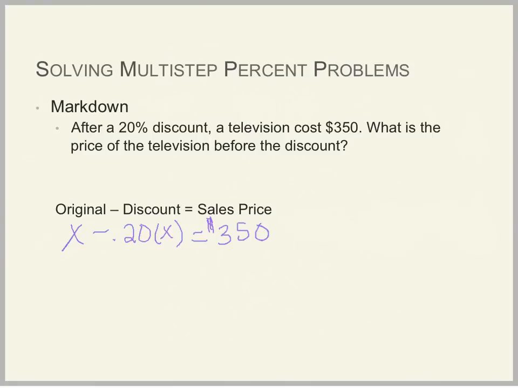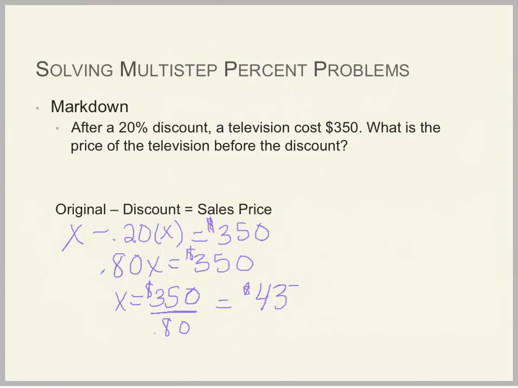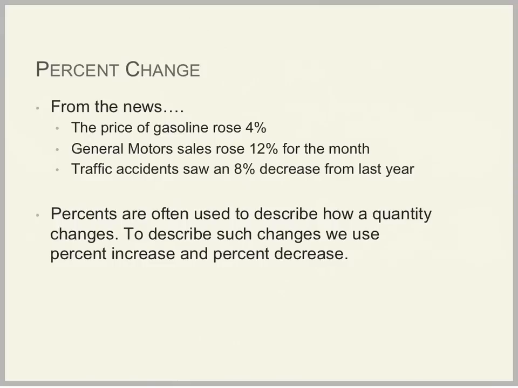Well, X minus 20% X would be 80%. We actually paid 80% of our original price. So we can find this original price by taking our sales price of $350 and dividing that by 80%, and find out that the television originally cost $437.50.